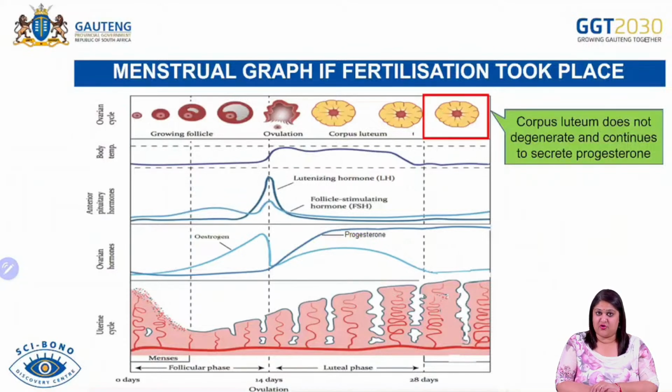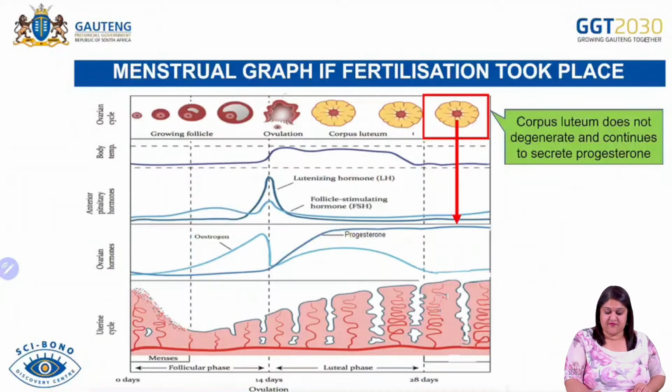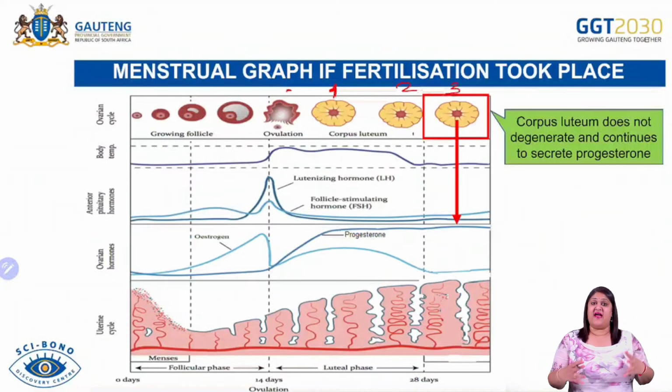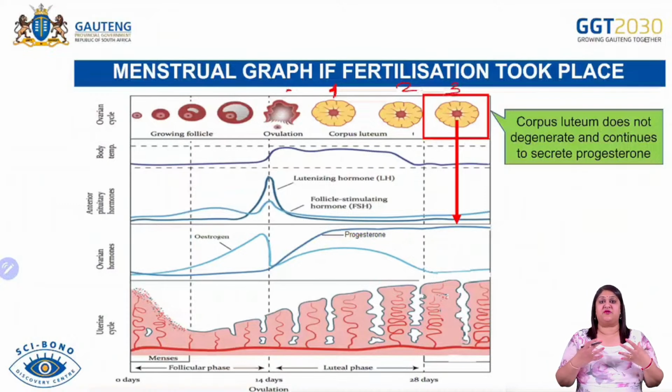Look at the shape of the corpus luteum. The corpus luteum does not degenerate. It continues to secrete progesterone. So you see, here's day 14, ovulation occurs, and then this corpus luteum, and this number 1, number 2, number 3, can you see that they stay the same size? They have not shrunk. So because of that, they are still able to produce progesterone, and that's what they do. They continue to secrete progesterone.